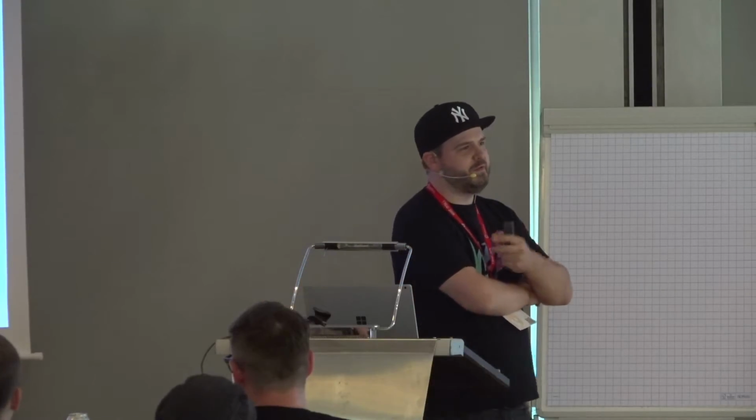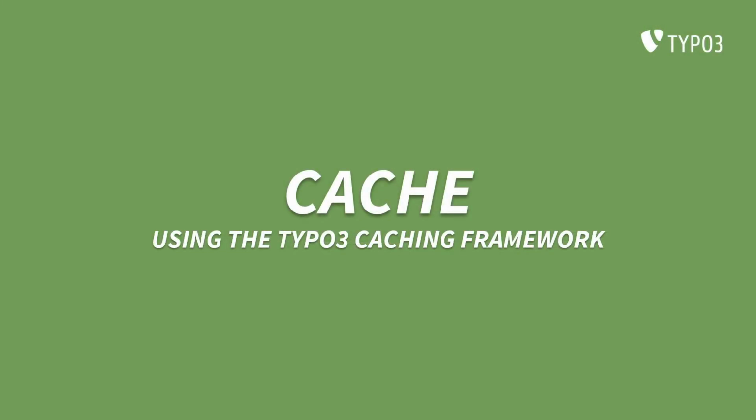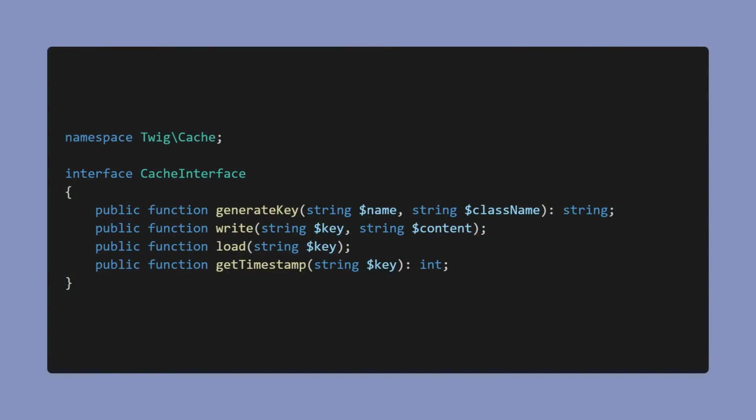The next thing, we are still at a point where we don't have a Twig environment. As we studied the Twig interfaces, we will see that this will probably only work if we build the cache. So we have a look at the Twig cache interface and need to build that first. That basically means the Twig cache interface defines a generate key, a write, a load, and a get timestamp method. So who is familiar with the caching framework?